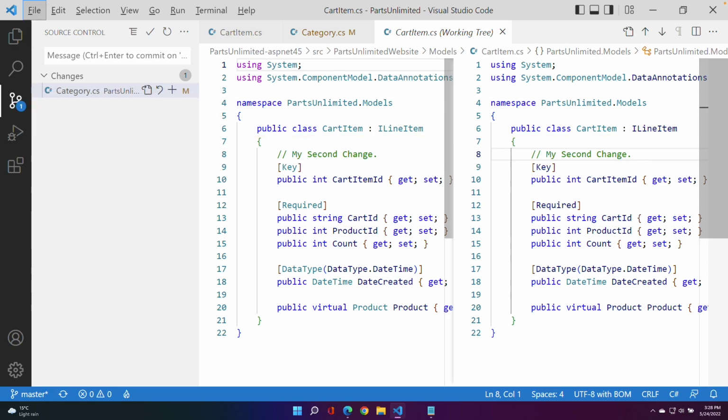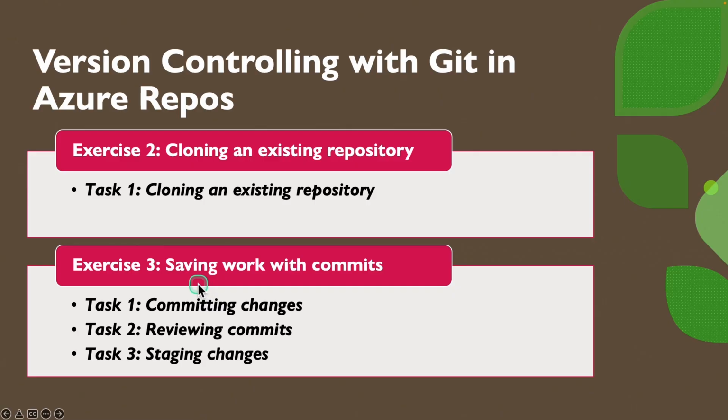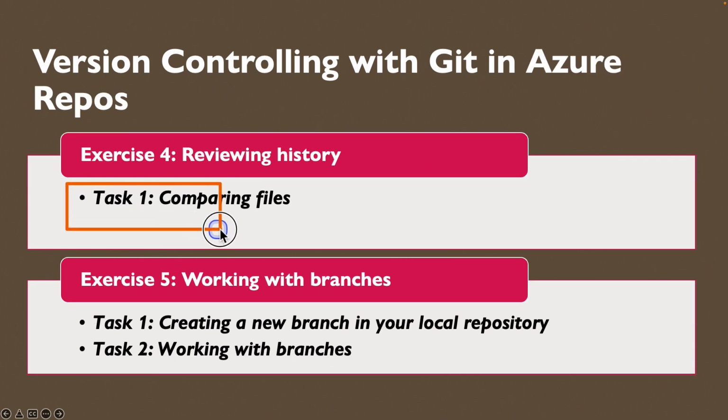So that's the end of staging changes. Under saving work with commits, we have completed committing changes, how to review these commits, and how you can do staging changes. In the next lab, we are going to look at how to review history. The task we're going to perform is to compare files. So let's go and do that.